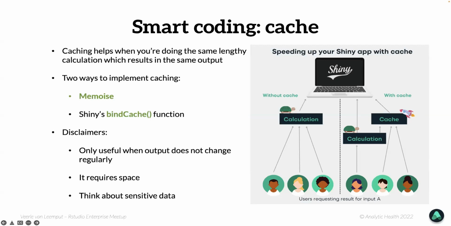And you need to think about sensitive data as well, because if you are sharing your cached results with your other users, you need to think about, okay, is user A allowed to see whatever user C did? Is that output for them the same? Is that something that they both should be able to access? So that's something that you need to think about. But cache can be a game changer in the performance of your app.